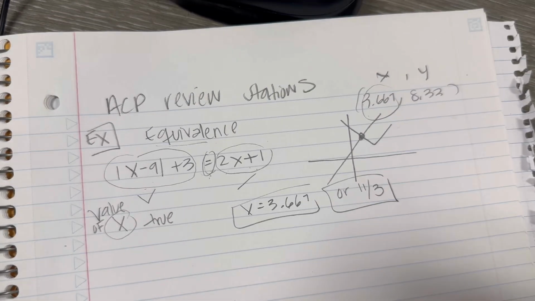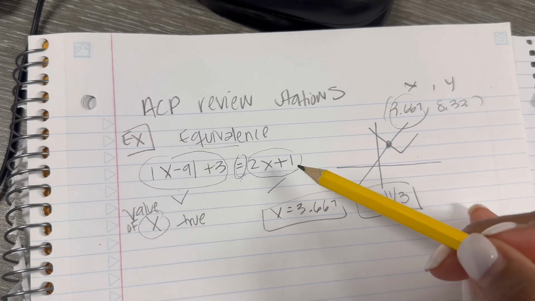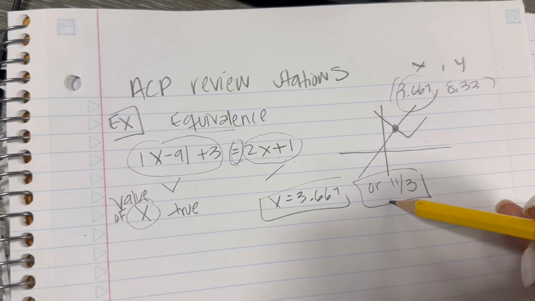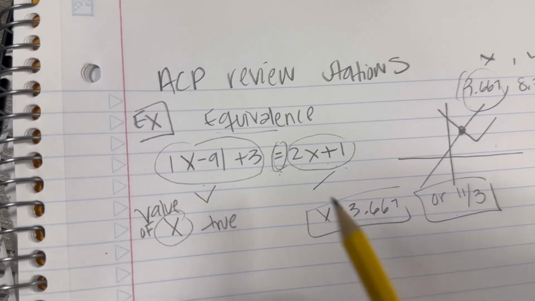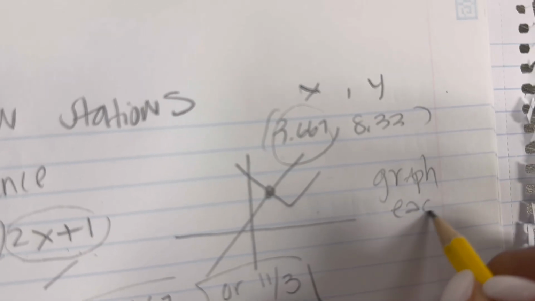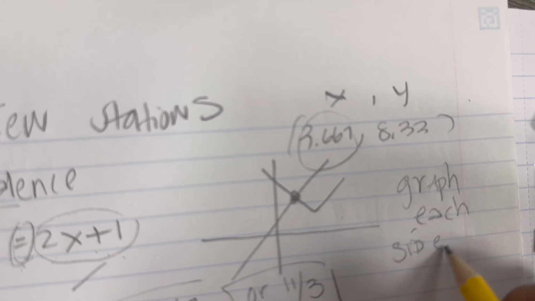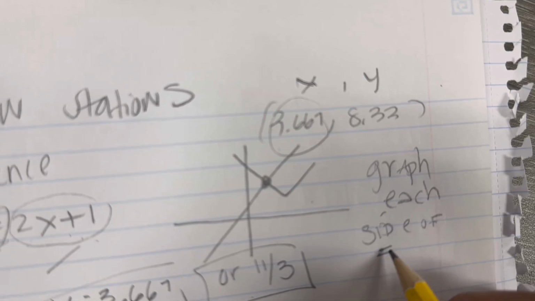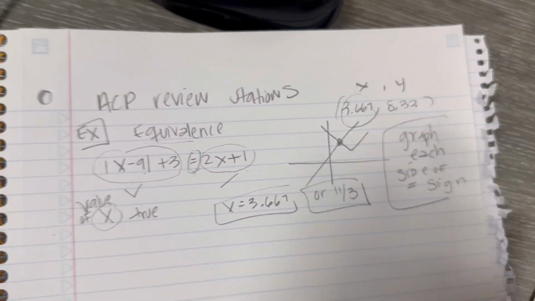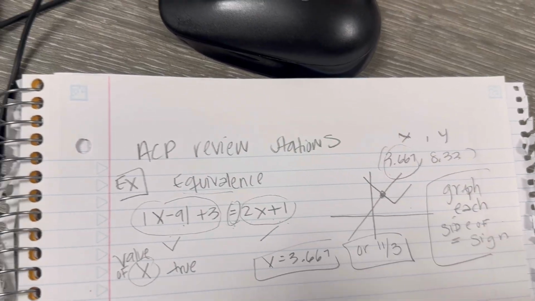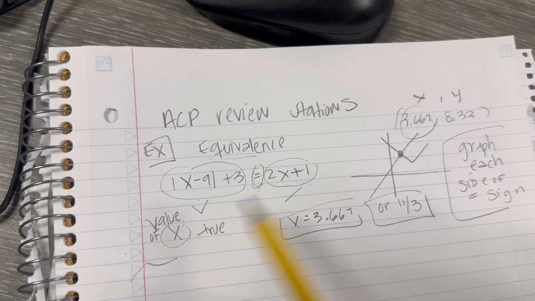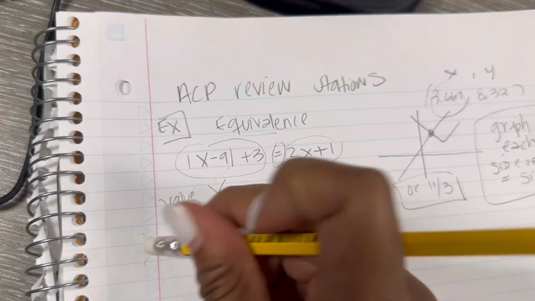So that's how you do these questions. You're drawing it out. Make sure you write the question down and you circle your answer. Make a note that you're graphing each side of the equal sign, right? That's what you're doing. That's your direction to yourself. This is how you study and get a good grade on your ACP, by making thorough notes. All right, so that's example number 1.